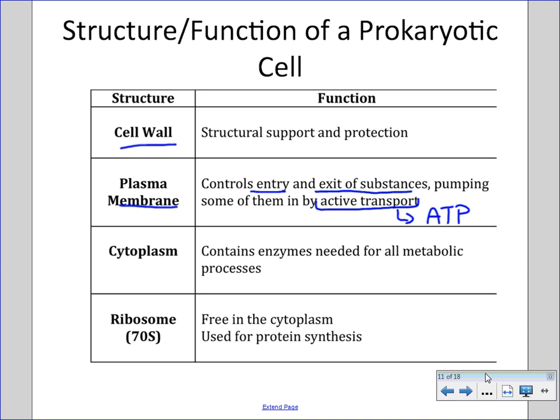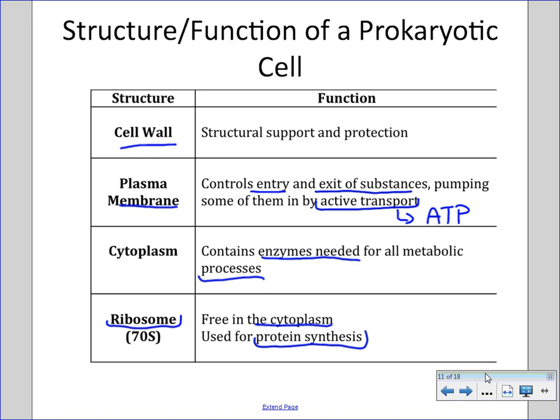The cytoplasm will contain the enzymes needed for all metabolic processes. In the cytoplasm, there will be ribosomes as well, and these are free-floating in the cytoplasm. They're not attached to any particular structures, and the ribosomes are what will be used for protein synthesis, to create proteins.